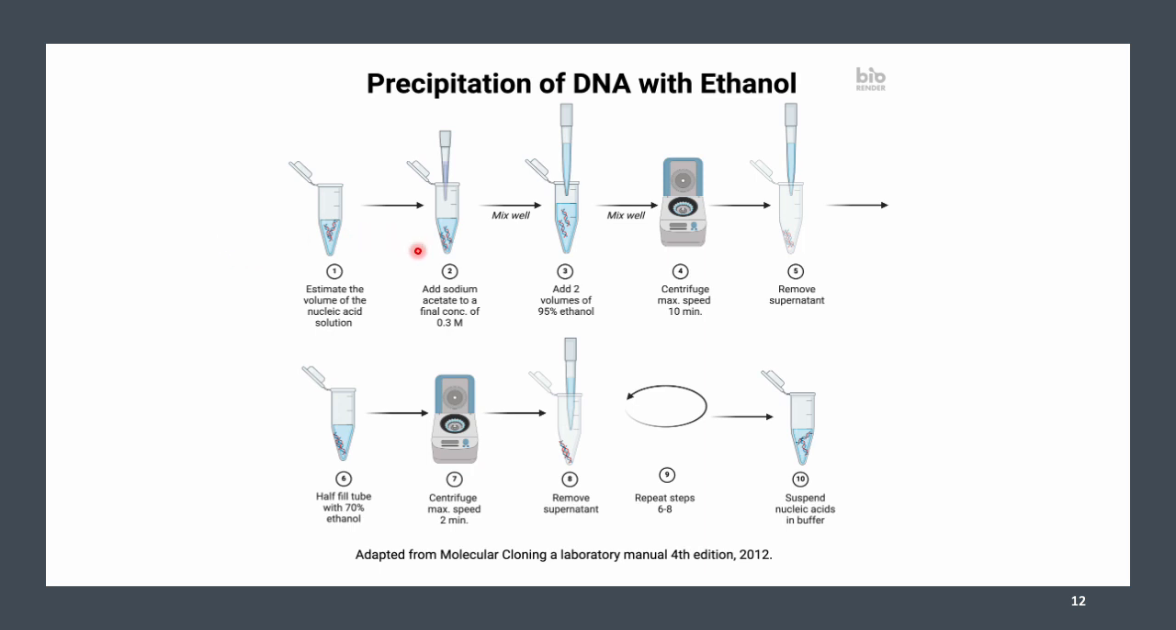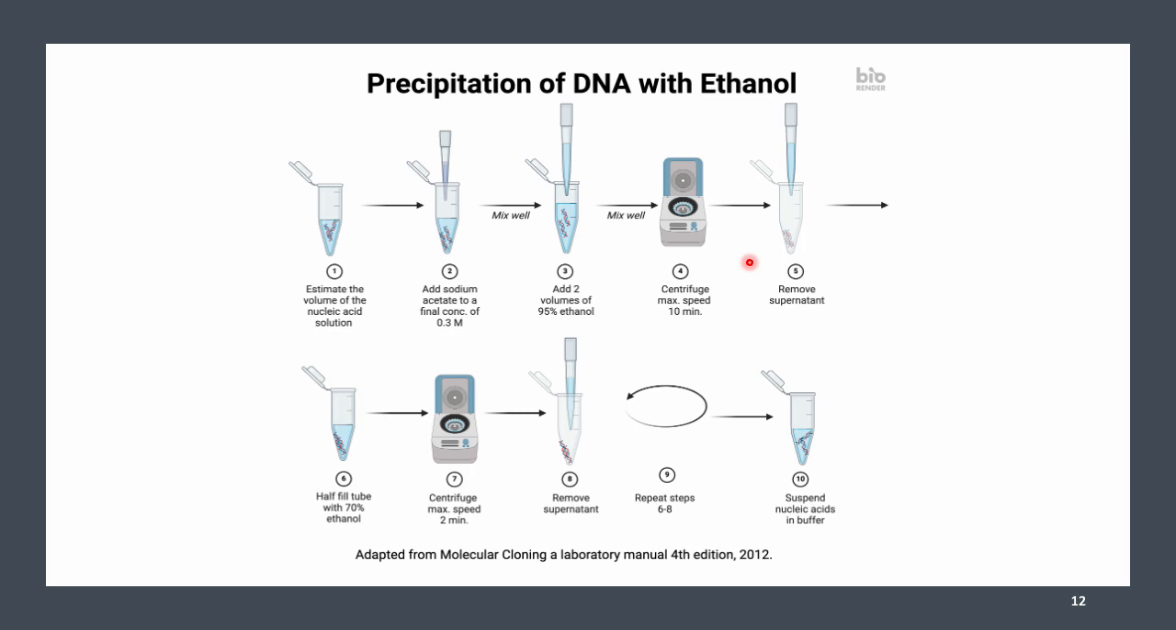Next, we're going to add sodium acetate to a final concentration of 0.3 moles per liter. So we start with a stock solution of 3 moles per liter sodium acetate at pH 5.2, and we're going to add the sodium acetate to a final concentration of 0.3 moles per liter. We're going to mix that, and then we're going to add 2 volumes of 95% ethanol. Again, we're going to mix, followed by centrifugation at maximum speed for 10 minutes.